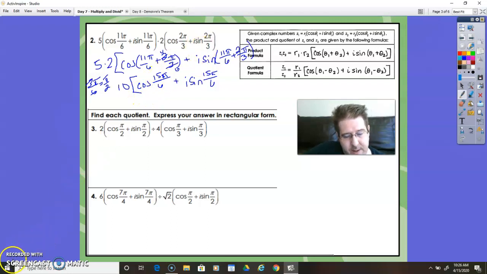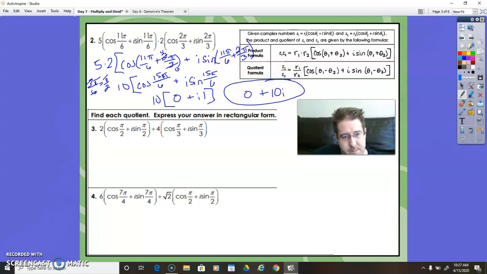Let me just pause and double check. All right, no mistakes, so I'm going to go forward. So that's 10 times cosine of pi over 2. Cosine of 90 degrees is going left and right, nothing. So that's 0. Plus i times sine of pi over 2, which would be 1. So 1i. Okay, so 10 times 0 is still 0, so that's 0 plus 10 times 1i would be 10i. And there you go. There's your answer.